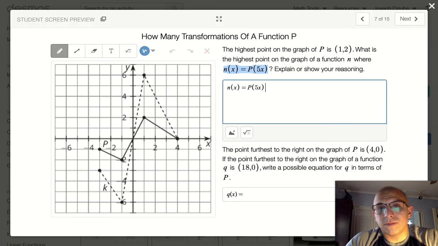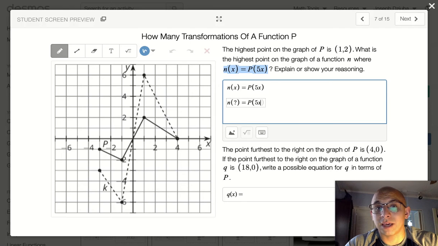What you should do is select specific points, right? N of what value would be the equivalent of P of 5x? In this case, right, we have x being 1. So that's something to take into consideration when you're going to algebraically manipulate this data to determine what the corresponding input and output on the function n of x would be.